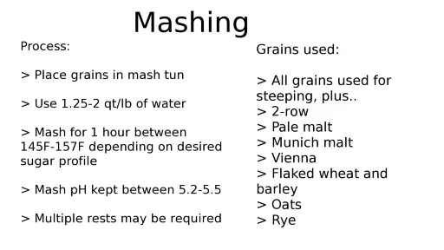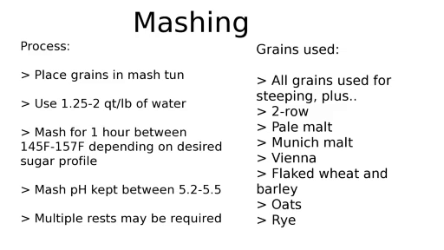And the water to grain ratio is much more important in mashing than steeping. You want to try to stay between 1.25 to 2 quarts of water per pound of grain. You mash for 1 hour between 145 and 157 degrees Fahrenheit. And the temperature really depends on your desired sugar profile.